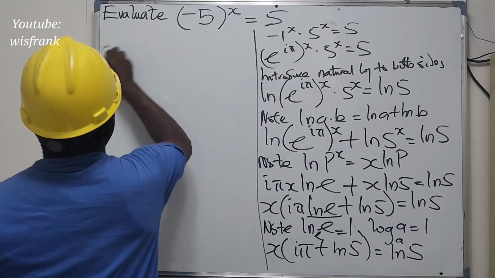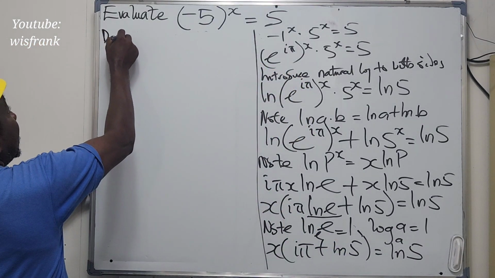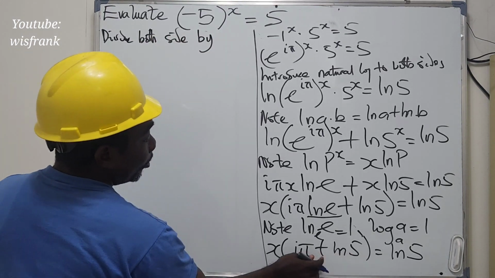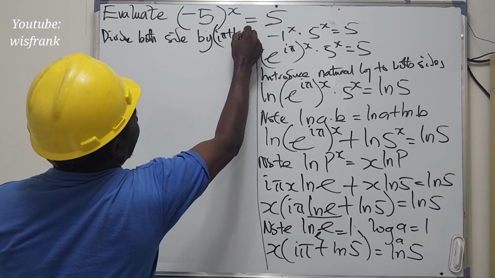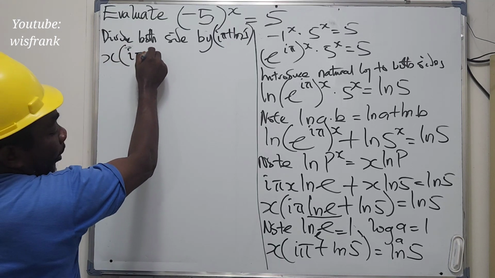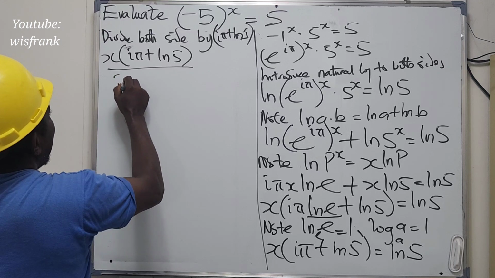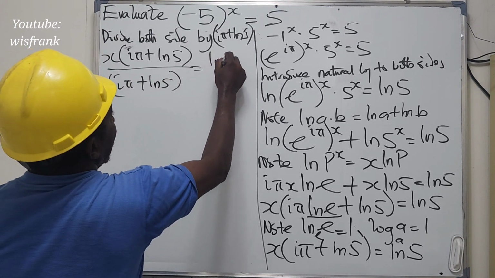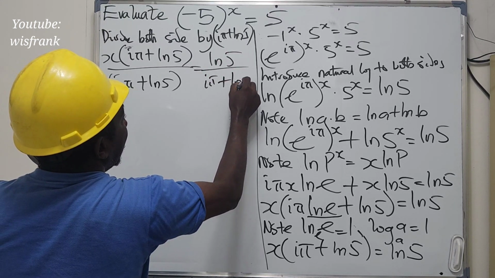Before we continue, we need to clean this. So we have this. We can divide all through by iπ plus ln 5. So this will become x into (iπ plus ln 5) all over (iπ plus ln 5) equals ln 5 all over (iπ plus ln 5).